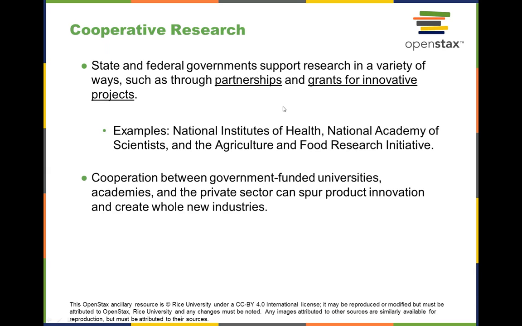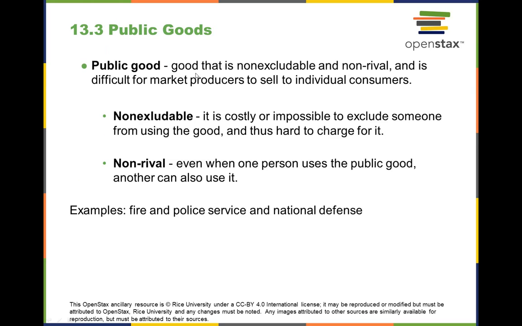State and federal government support research in a variety of ways, such as through partnerships and grants for innovative projects. Examples would be the National Institutes of Health, or NIH, the National Academy of Sciences, and the Agriculture and Food Research Initiative. Cooperation between government-funded universities, academies, and the private sector can spur product innovation and create whole new industries.